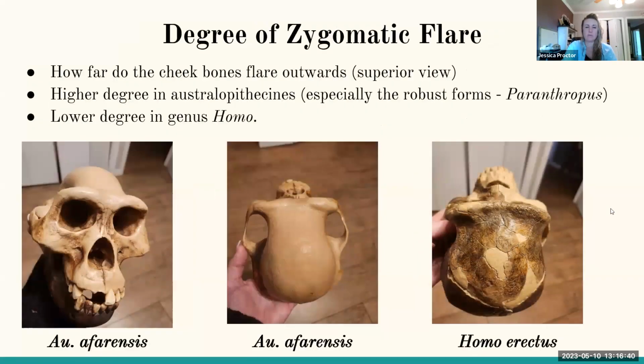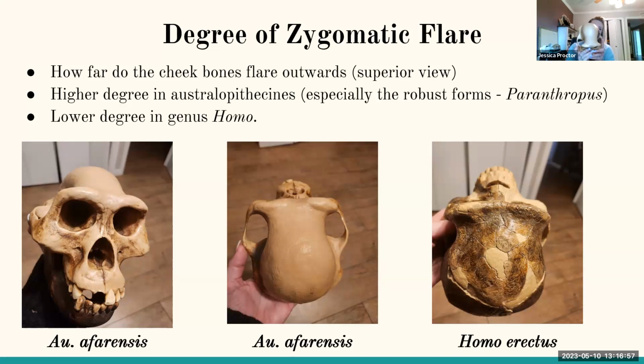All right, next feature that will be important, degree of zygomatic flare. So remember, break those words down. Zygomatic bones, those are the cheekbones. So zygomatic flare, just like it sounds, refers to how far the cheekbones flare outwards to the side.